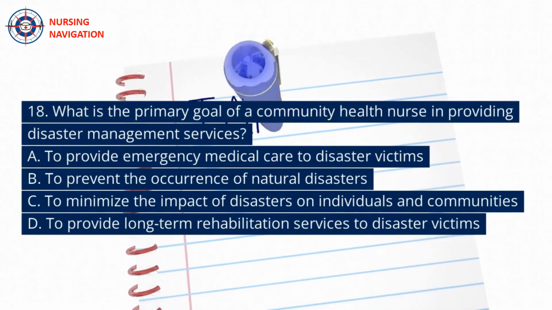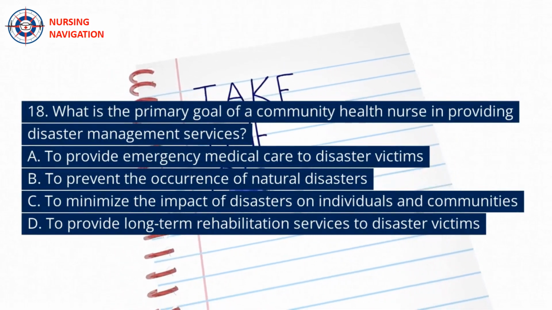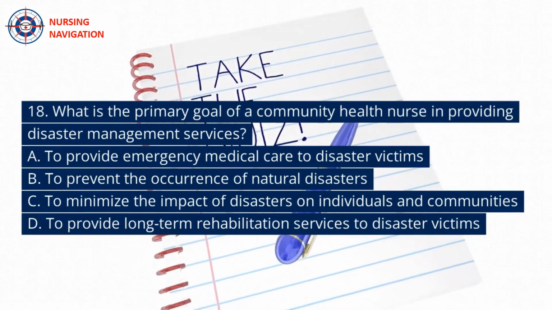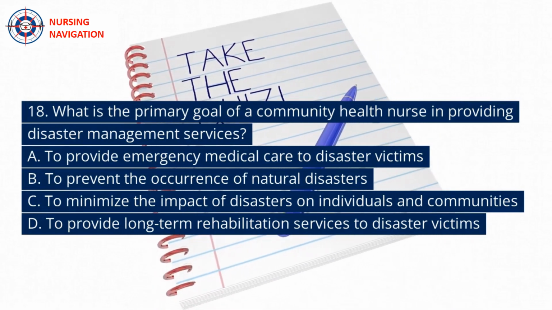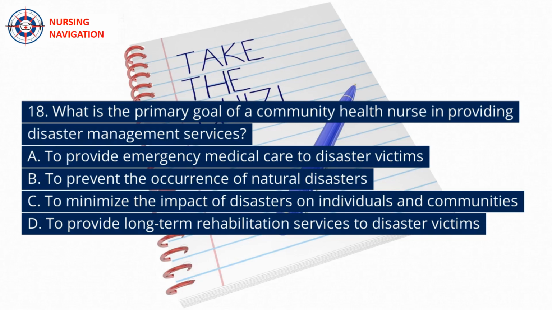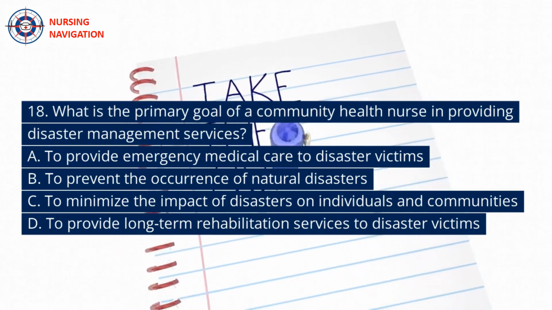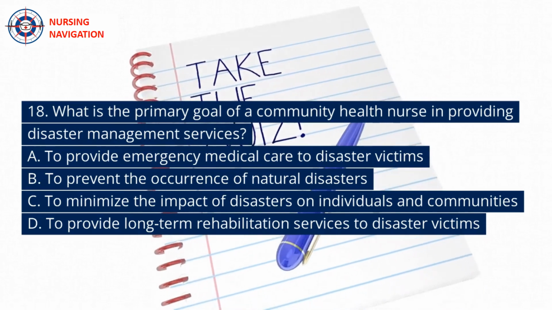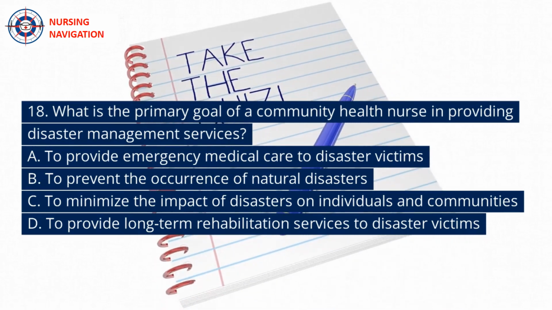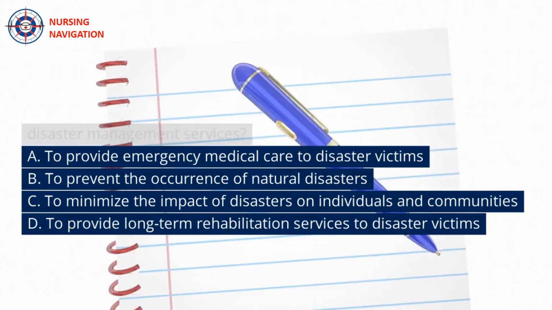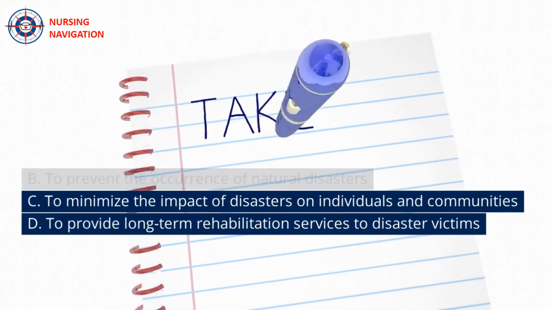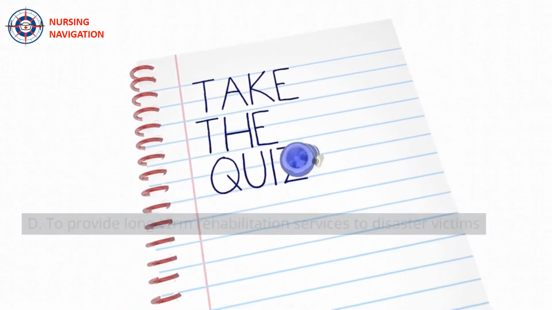18. What is the primary goal of a community health nurse in providing disaster management services? A. To provide emergency medical care to disaster victims. B. To prevent the occurrence of natural disasters. C. To minimize the impact of disasters on individuals and communities. D. To provide long-term rehabilitation services to disaster victims.